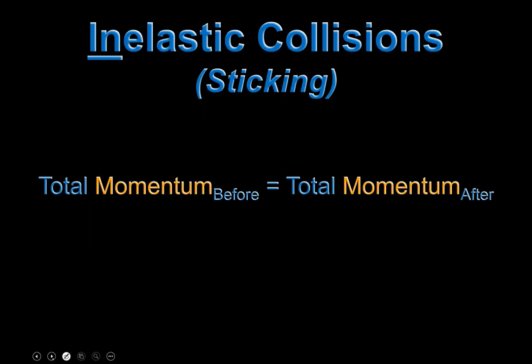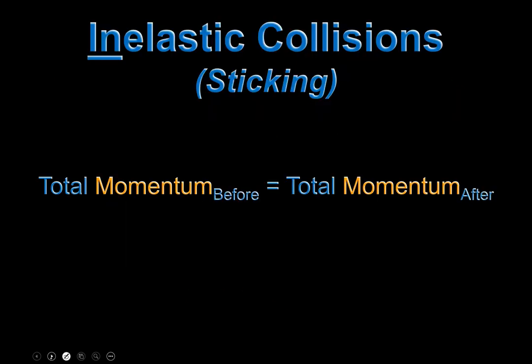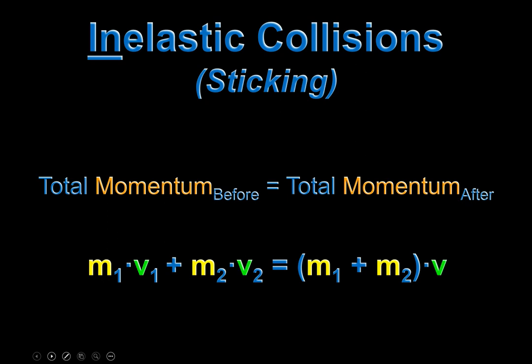So there we go. So that was an elastic collision, two things separating. An inelastic collision, or a sticking collision, is when two objects go at each other and they stick to each other. So if two objects stick to each other, that means they're moving at the same velocity. So we don't have to worry about two velocities after the collision. They're both moving at the same velocity. So that's why you just add the masses together, because they literally stuck together.